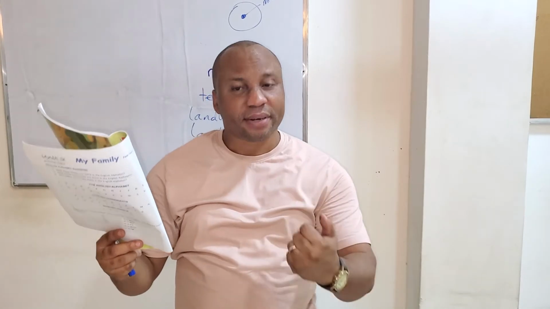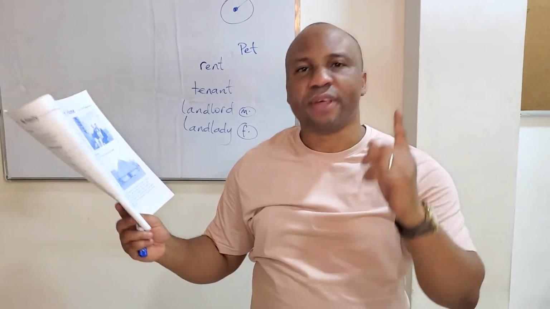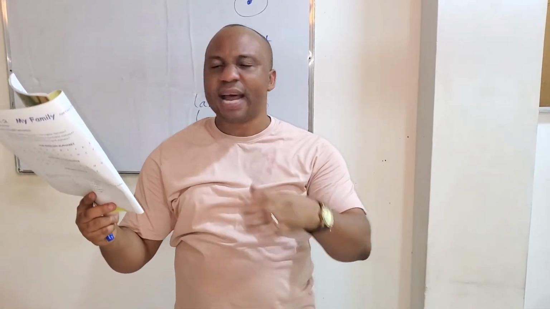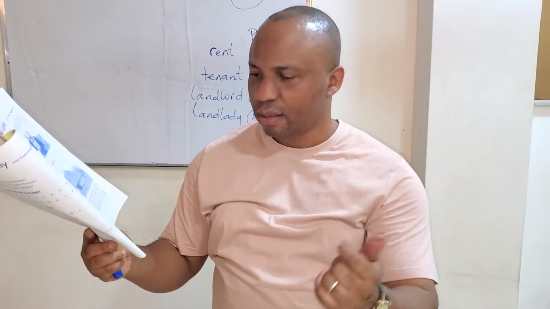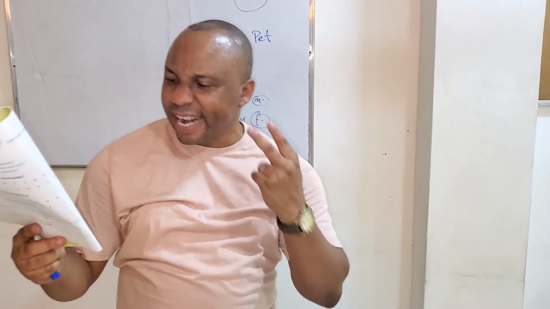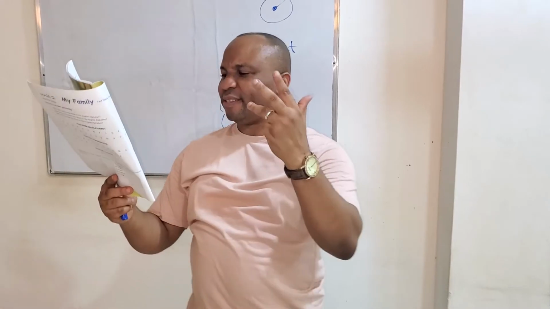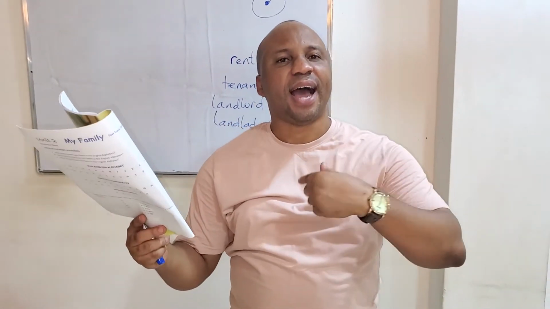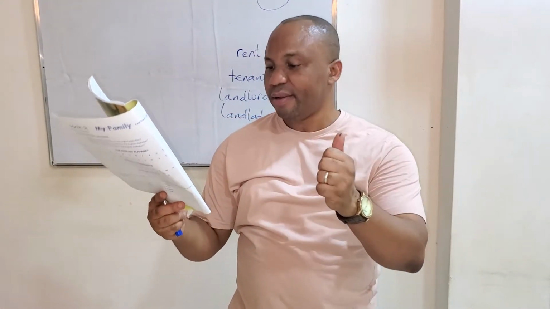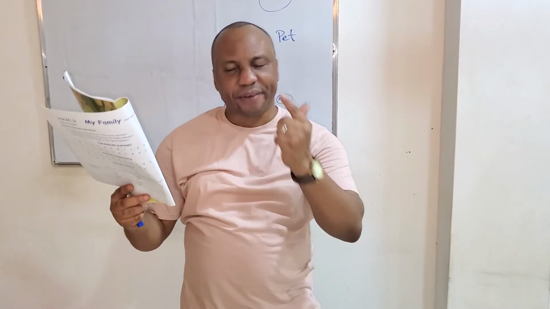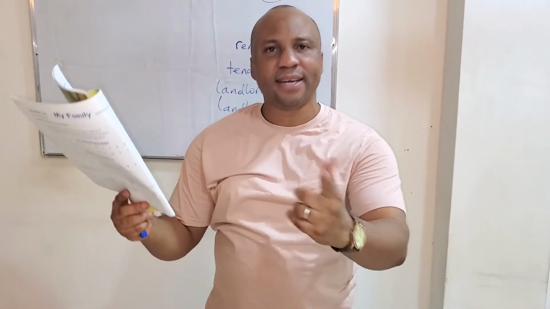There are 6 members in our family. How many members? 6. There are my father, mother, grandfather, grandmother, my 2 sisters, and I. Again, there are my father, mother, grandfather, grandmother, my 2 sisters, and I.